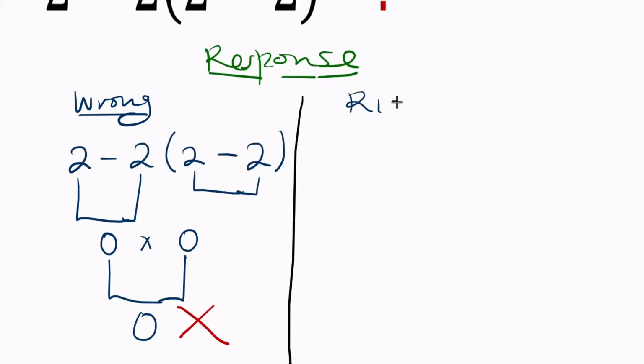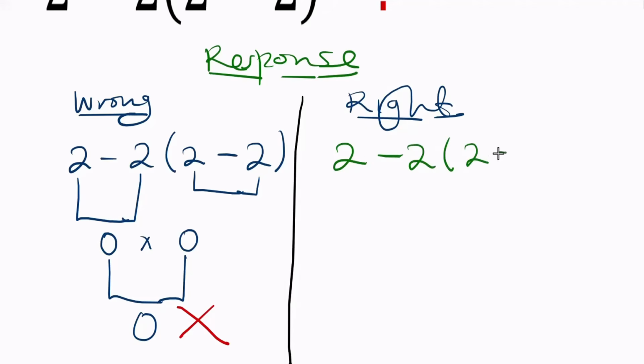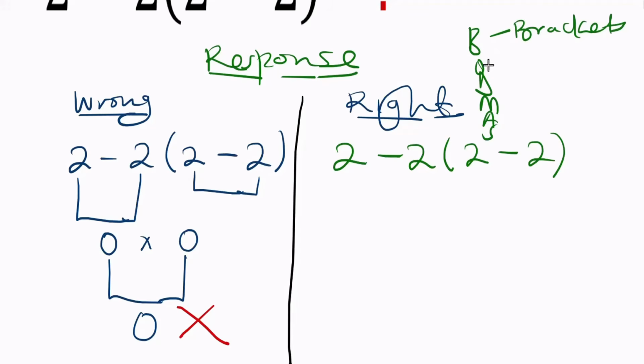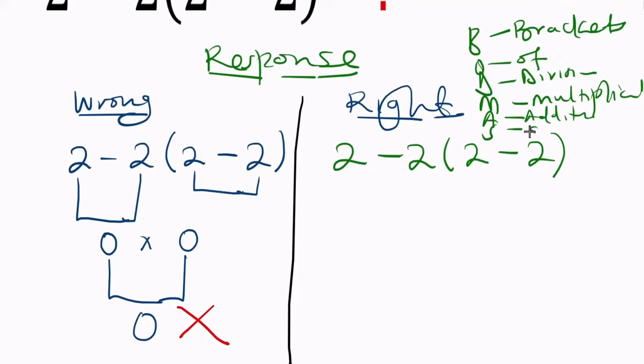So this is the right working of the expression. We have 2 minus 2 into 2 minus 2. So in here we follow BODMAS. We shouldn't forget BODMAS, whereby B stands for brackets, O stands for of, D stands for division, M stands for multiplication, A stands for addition, and then lastly, A stands for subtraction.